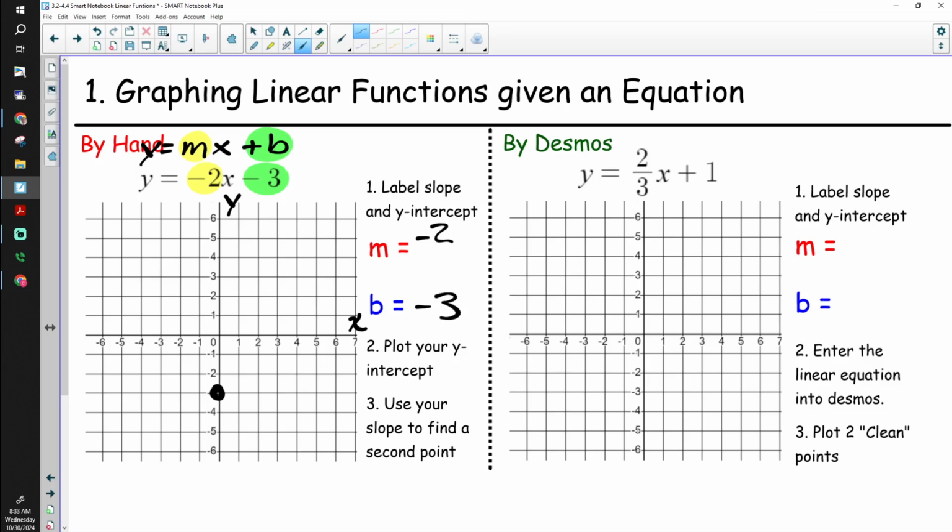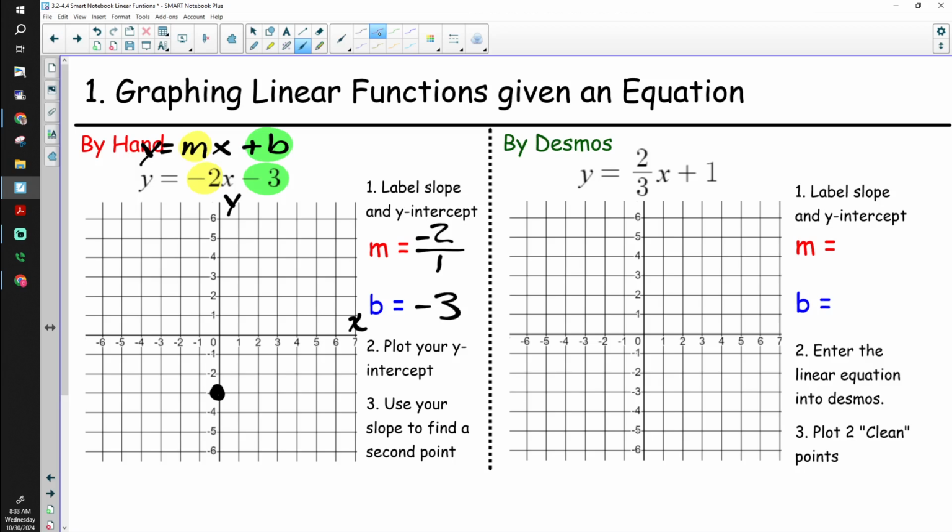Right now we have -2, but I don't have a number in the bottom of the fraction. By default, what number is under this -2? A 1. So it's super helpful if you write your slope as a fraction, because now we know that our rise is -2 and our run is 1.